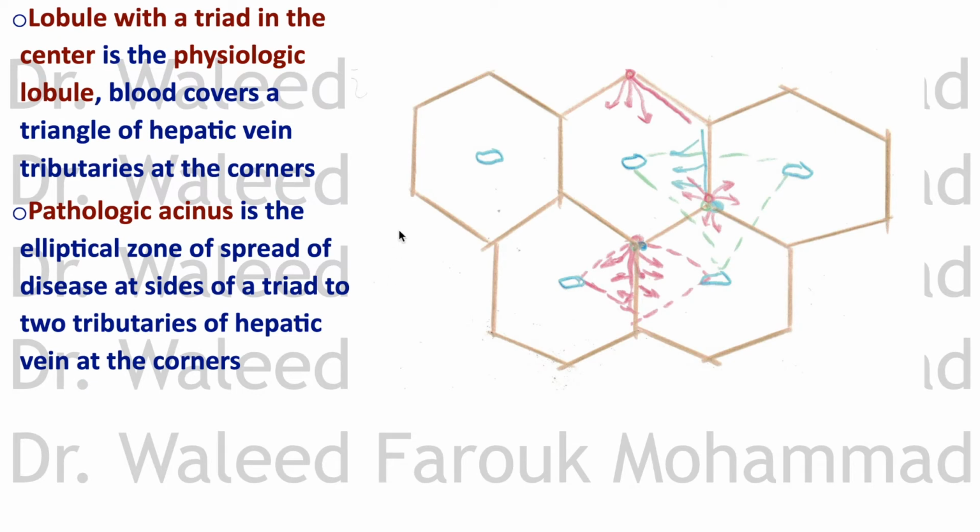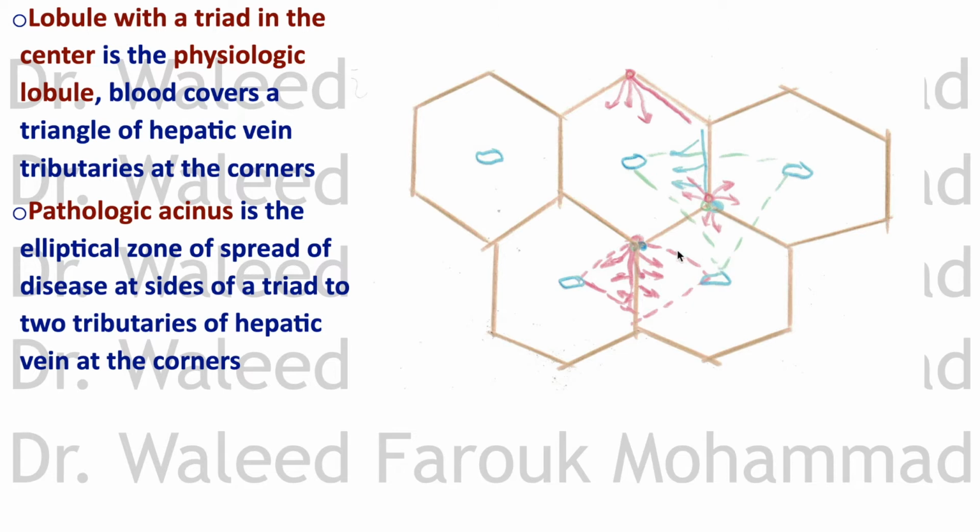We have a physiologic lobule in which you take into consideration the direction of blood flow. So a triangle with the triad in the middle, where the hepatic artery or the portal vein pours its blood in all directions, as you can see here, and it is picked up by the surrounding hepatic veins. This triangle is called the physiological lobule that reflects the function of the physiology of the liver.